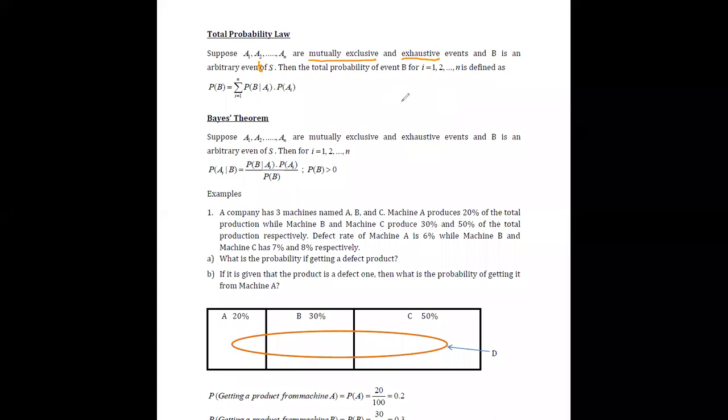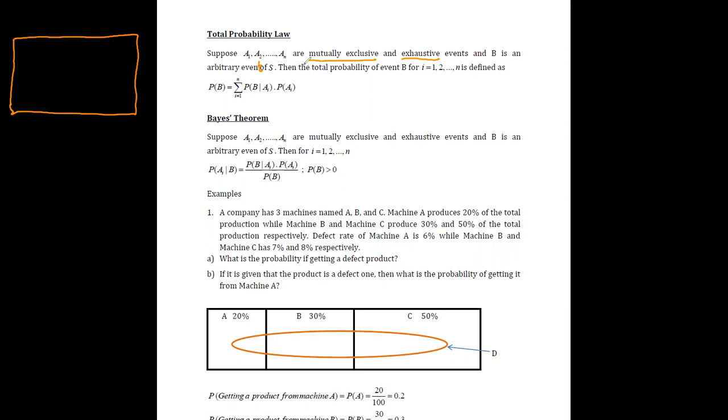Then, if I draw this using a Venn diagram, if this is our sample space, we have n number of mutually exclusive events. It means that this sample space can be divided into A1, A2, A3, A4, A5. Likewise, we can have n number of events.